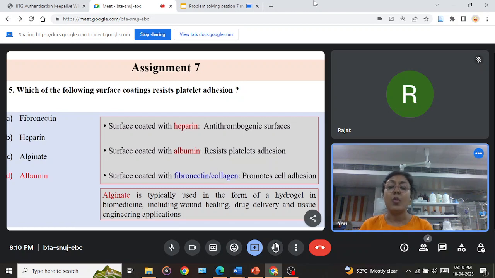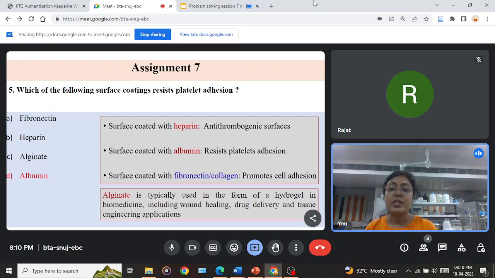So the correct answer would be option D, that is albumin. Albumin surface coatings resist platelet adhesion, whereas when the surface is coated with fibronectin or collagen, it promotes cell adhesion. Heparin coated surfaces act as anti-thrombogenic surfaces, whereas if any surface is coated with alginate, it is usually used as a hydrogel or acts as an extracellular matrix.